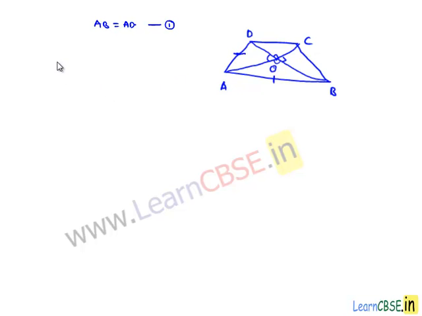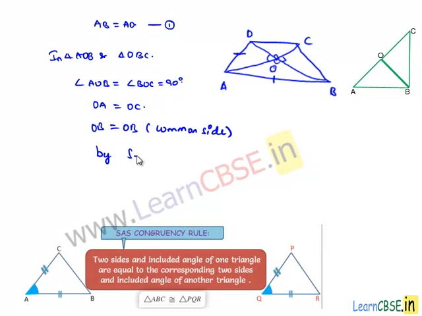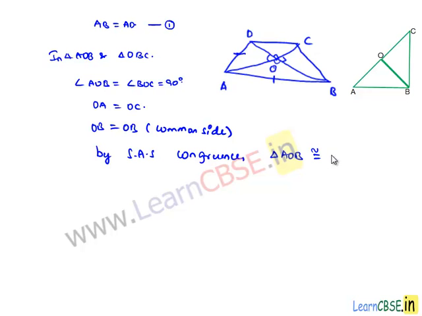Now let us consider the two triangles, that is, triangle AOB and triangle OBC. Angle AOB is equal to angle BOC, which is equal to 90 degrees, as we said that AC and BD bisect each other perpendicularly, and OA will be equal to OC, as BD is bisecting AC, and for both the triangles OB is the common side. So here the two corresponding sides and an angle of triangle AOB and triangle BOC are equal. Therefore, by SAS congruence rule, triangle AOB is congruent to triangle BOC.